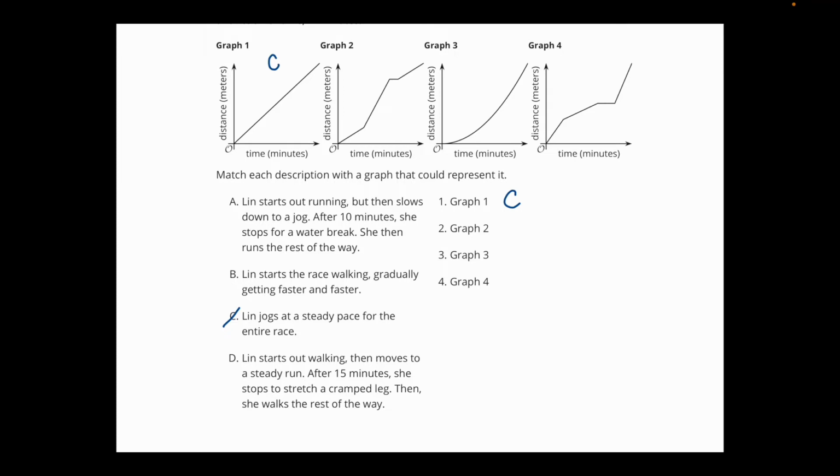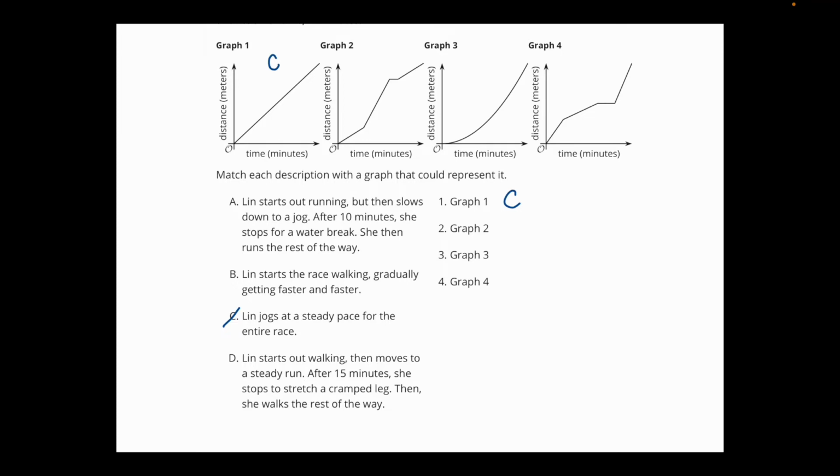Okay, graph 2. It looks like kind of jogging, then maybe running, going at a faster rate. So casual pace, going at a faster rate, maybe stopping for a second and then continuing. Because if there is no progress made, meaning the output value or the distance in meters is the same for a certain amount of time, that means the person stopped. So let's look at our different situations here. Starts out running, slows down to a jog. After 10 minutes, she stops for a water break, and then she runs the rest of the way. That maybe seems like it could work.